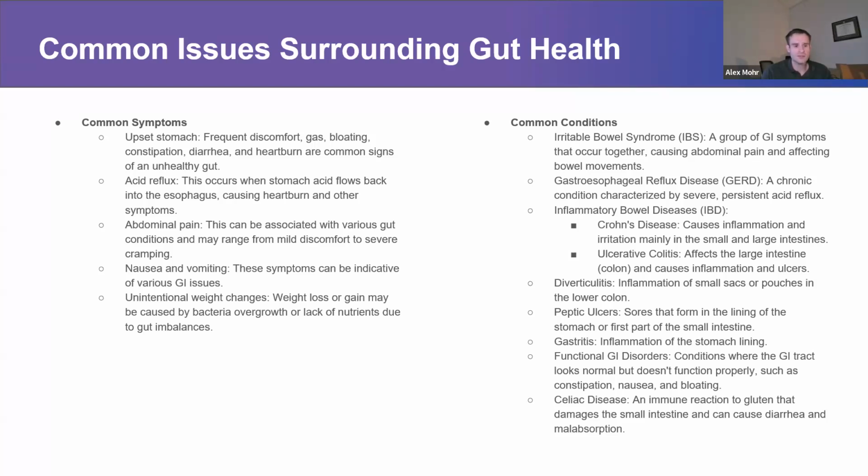And a lot of this can actually be contributed by bacterial overgrowth or imbalances in nutrients, again, relating back to how we're absorbing our nutrition. Common conditions can range from irritable bowel syndrome to peptic ulcers, and even celiac disease, an immune reaction to gluten that damages the small intestine and can cause diarrhea and malabsorption.